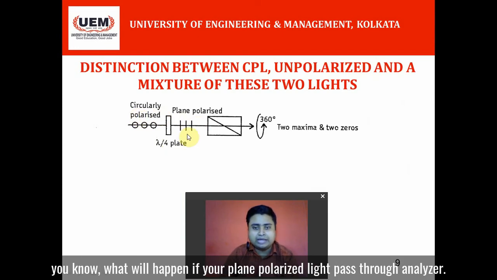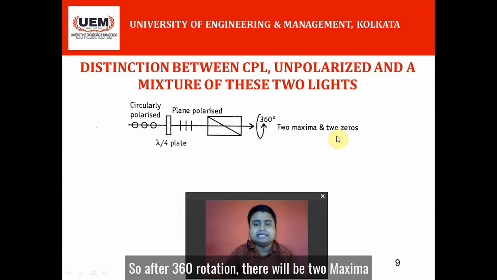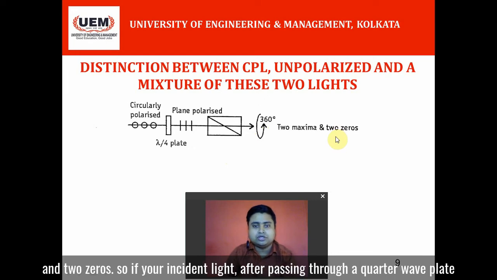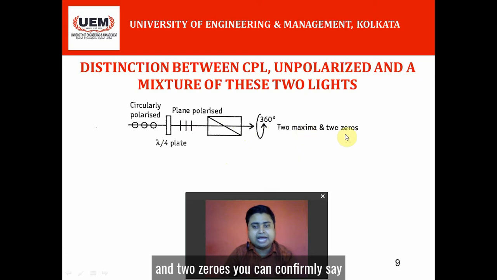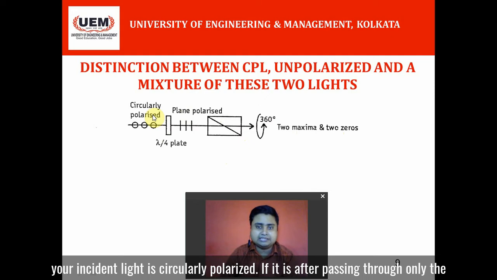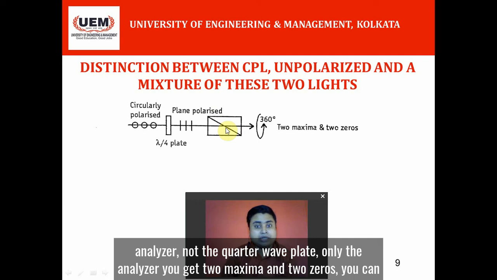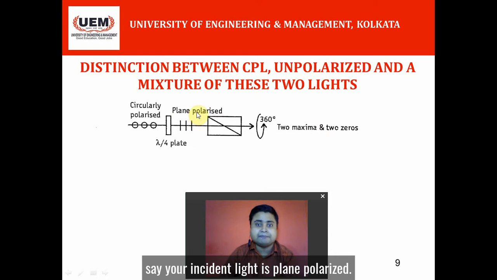Now you know what will happen if plane polarized light passes through an analyzer. After 360 degree rotation there will be 2 maxima and 2 zeros. So if your incident light, after passing through a quarter wave plate and analyzer, and after the 360 degree rotation of the analyzer, gives 2 maxima and 2 zeros, you can confidently say your incident light is circularly polarized. If after passing through only the analyzer, not the quarter wave plate, you get 2 maxima and 2 zeros, you can say your incident light is plane polarized.